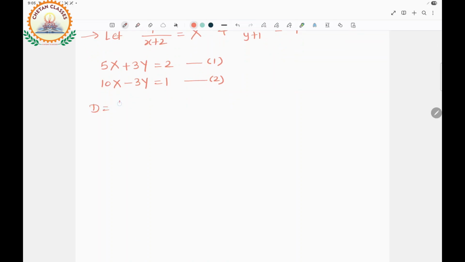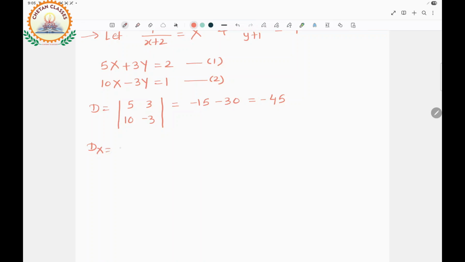Now find the determinant. First column has coefficient of x. So coefficient of x in first equation, that is 5. Coefficient of x in second equation, that is 10. And second column is coefficient of y. So in first equation coefficient of y is 3 and in second equation coefficient of y is minus 3, which is equal to minus 15 minus 30 is equal to minus 45.